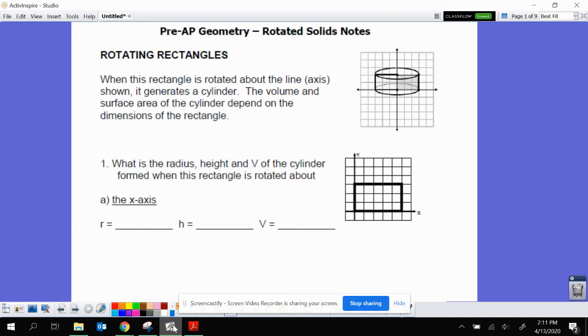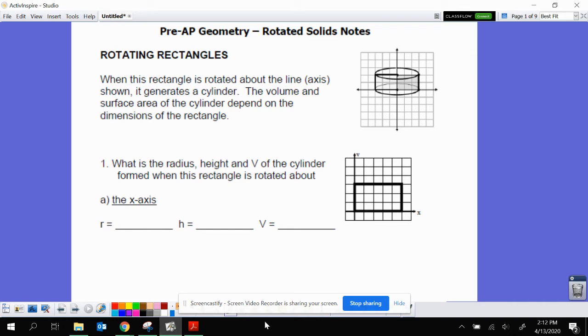So the first shape we're going to start with is a rectangle. This is when a rectangle is rotated about a line. We're going to be looking at rotating it around an x or y axis. It generates a cylinder. So when a rectangle is rotated around an axis, it generates a cylinder. The volume and surface area of the cylinder depend on the dimensions of the rectangle.